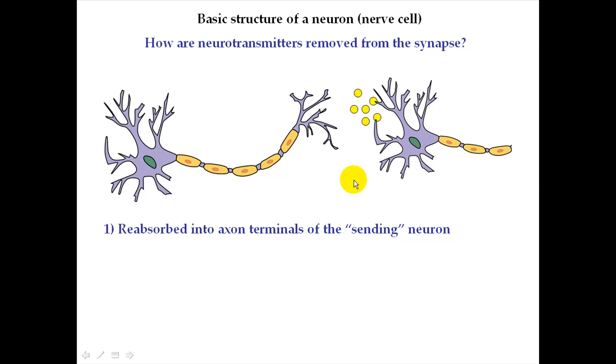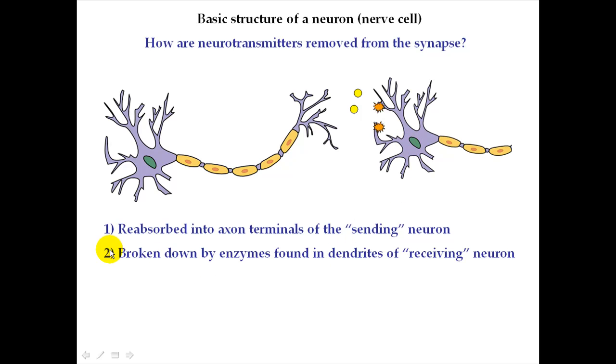Another way to get rid of neurotransmitters after they've already done their job is this. It turns out that this neuron, the one that is receiving the message from the neurotransmitter, is capable of producing enzymes that can break down those neurotransmitters after they've already performed their function. So we'll list that as the second way that neurotransmitters can be gotten rid of. They can be broken down by enzymes found in the dendrites of the receiving neuron.